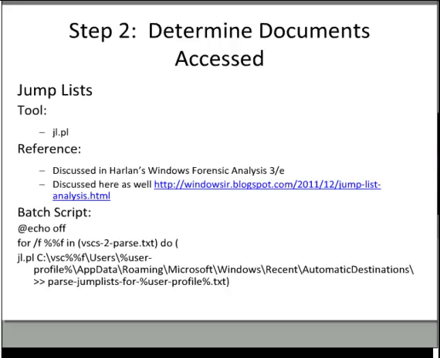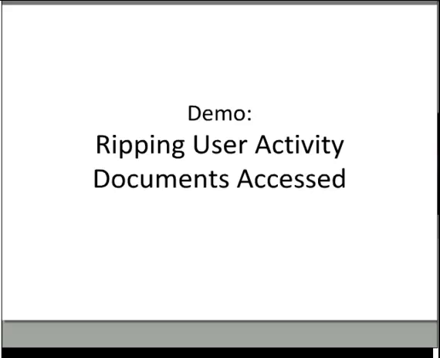The tool I'm going to be using, again, is Harlan's script, jl.pl, the Perl script. He put it out with his new book. If you want to know more about jump list analysis, there are some references, and the code is down at the bottom. So now it's time for the second demo.